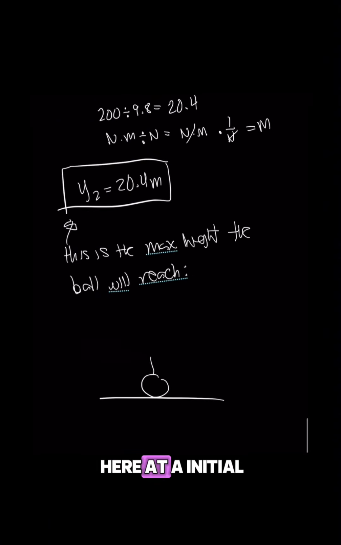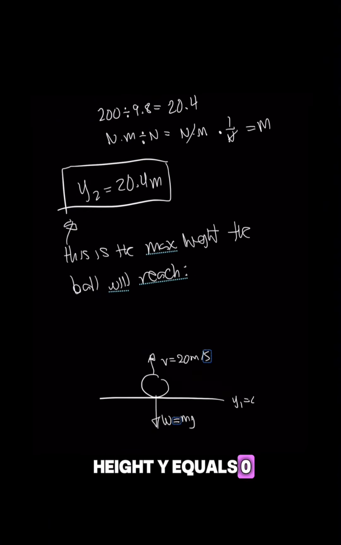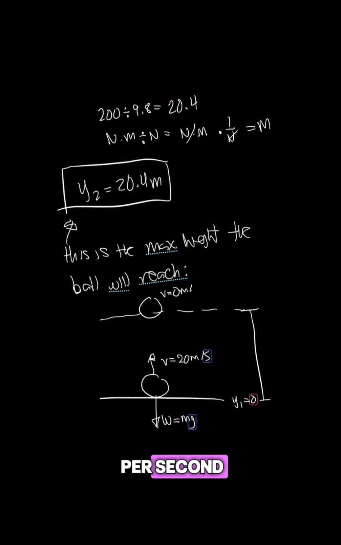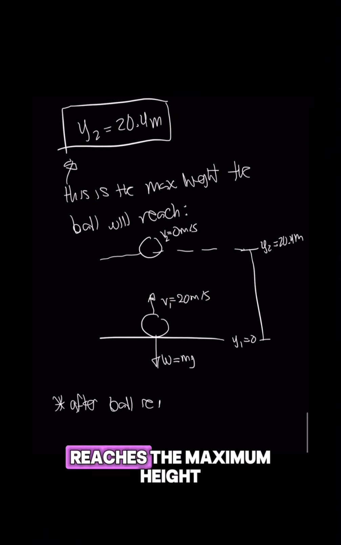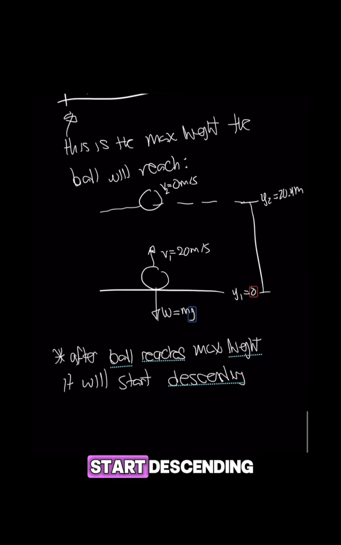We have our ball here at an initial height, y equals 0, and the only force acting on it is the weight force, mass times gravity. And from this initial velocity of 20 meters per second, the ball is going to reach a height of 20.4 meters. And I just want to add, after the ball reaches the maximum height, the ball is going to start descending.